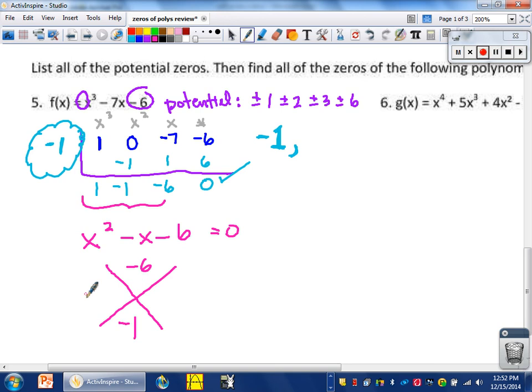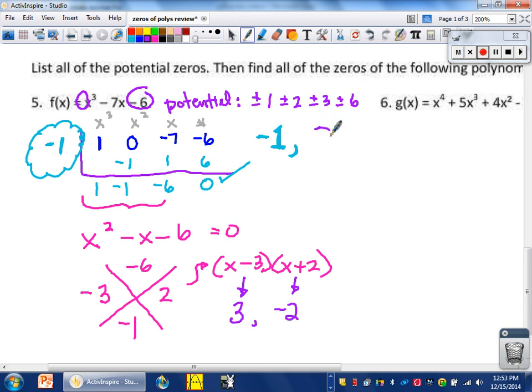Yes. Those numbers are -3 and +2. So these lead to an x minus 3 factor and an x plus 2 factor. And from what we talked about before, the factors and the zeros are always opposite. So this gives you a positive 3, 0. This gives you a negative 2, 0.